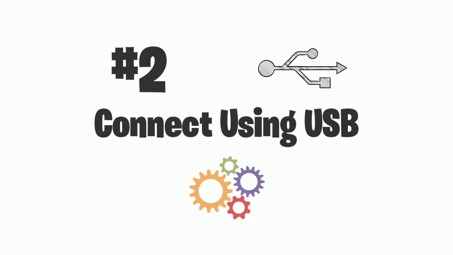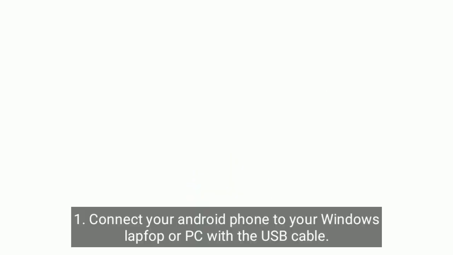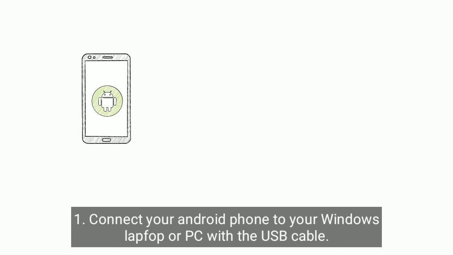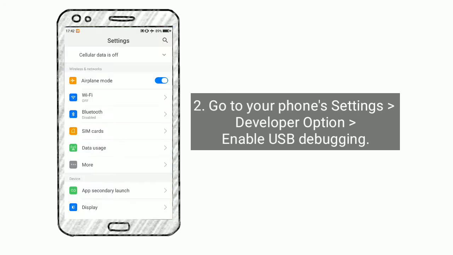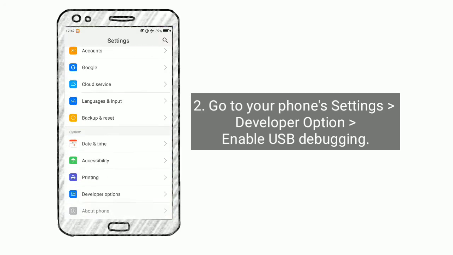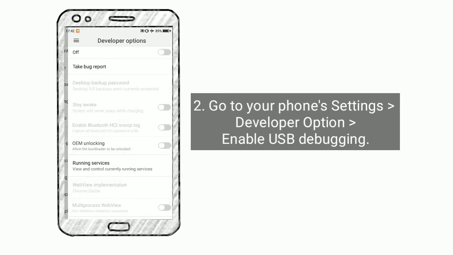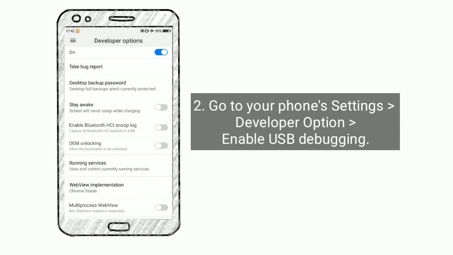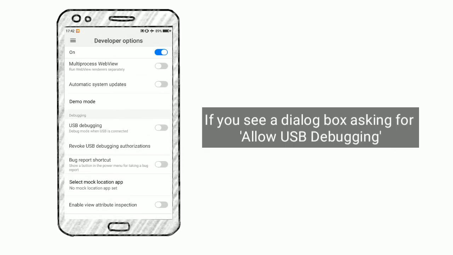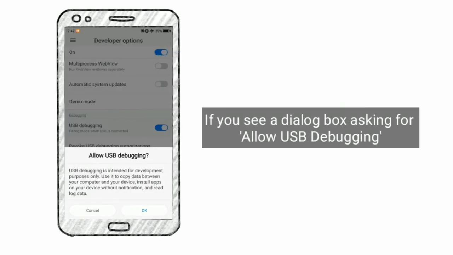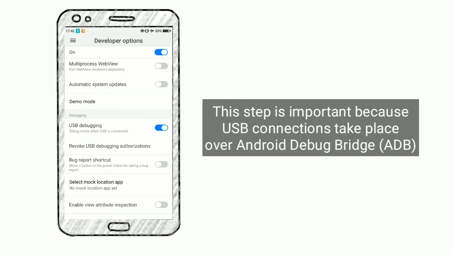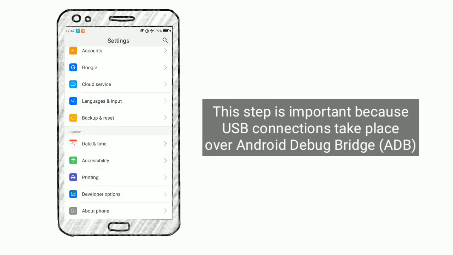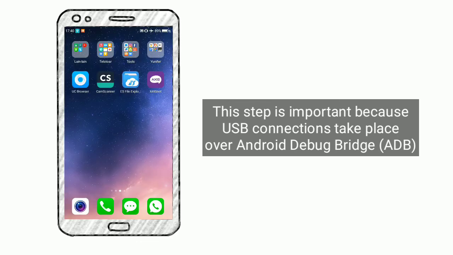Connect using USB. First, connect your Android phone to your Windows laptop or PC with the USB cable. Second, go to your phone settings, developer options, and enable USB debugging. If you see a dialog box asking to allow USB debugging, click on OK. This step is important because the USB connection takes place over Android Debug Bridge, or ADB.